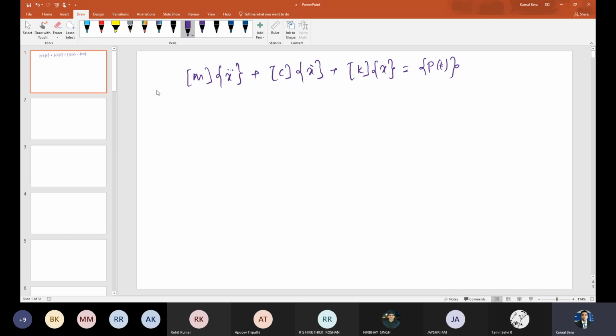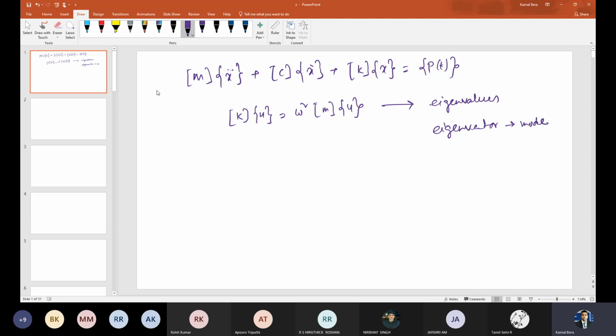And we have gone through the eigenvalue problem, which is k u equals omega square m u. That is my eigenvalue problem. If I solve this, I will get eigenvalues and eigenvectors. These eigenvectors are nothing but your mode shapes, the normal modes.